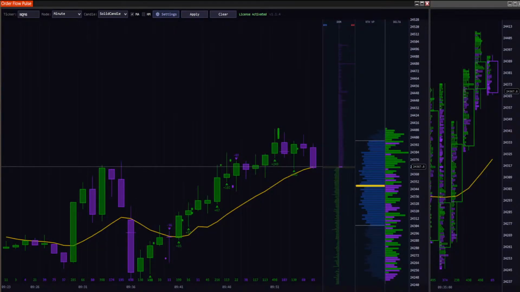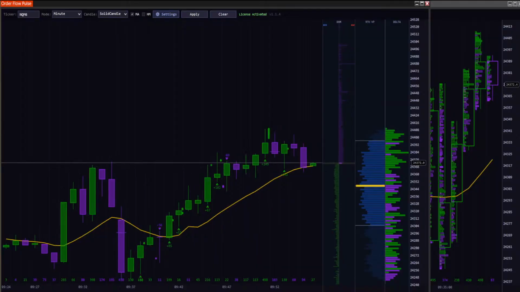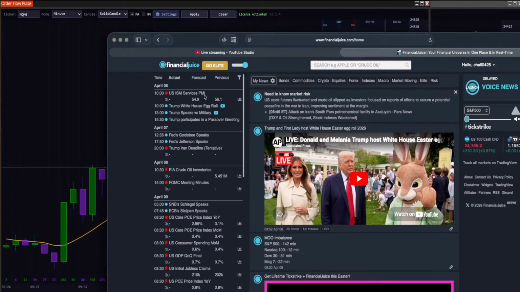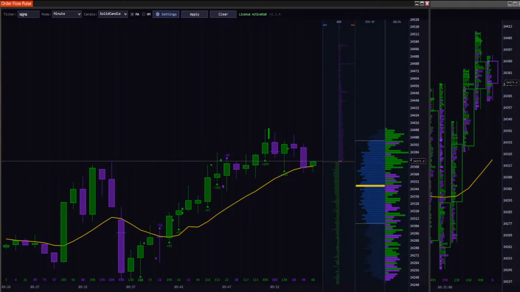I'm on the free service, so it probably doesn't get very much. 10 o'clock, ISM services PMI at 10. There we go. You probably want to stay out of the market. We haven't seen any large single order contracts. That's what I do like to see. I like seeing large single order contracts, to be quite honest.